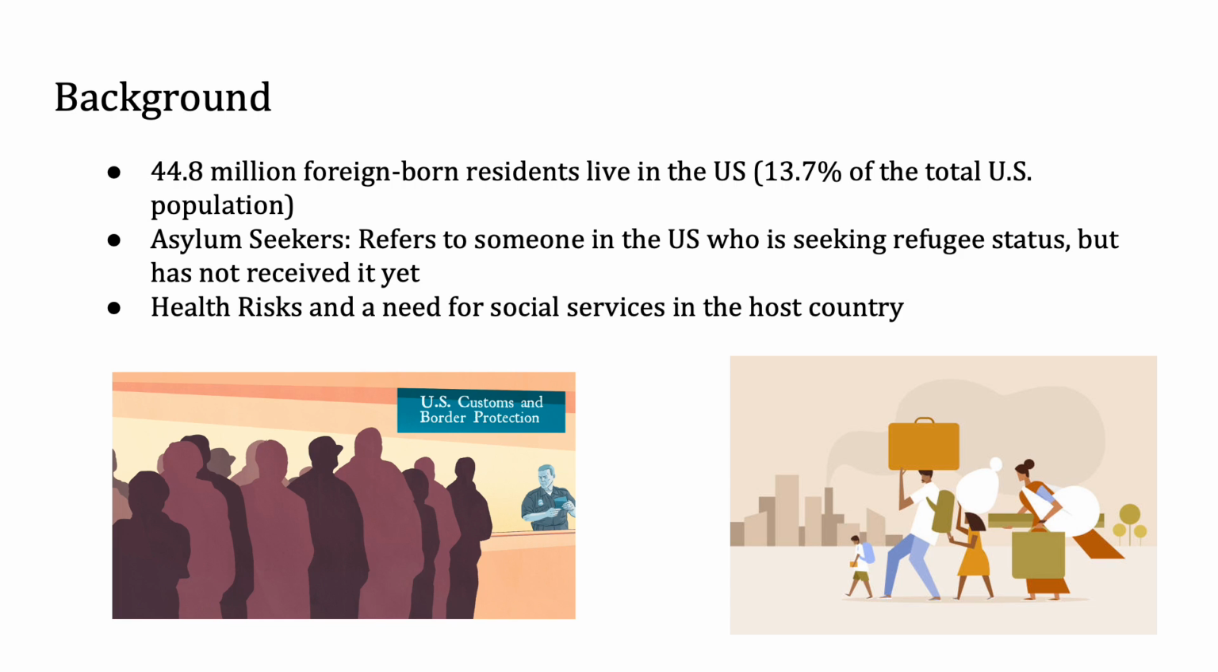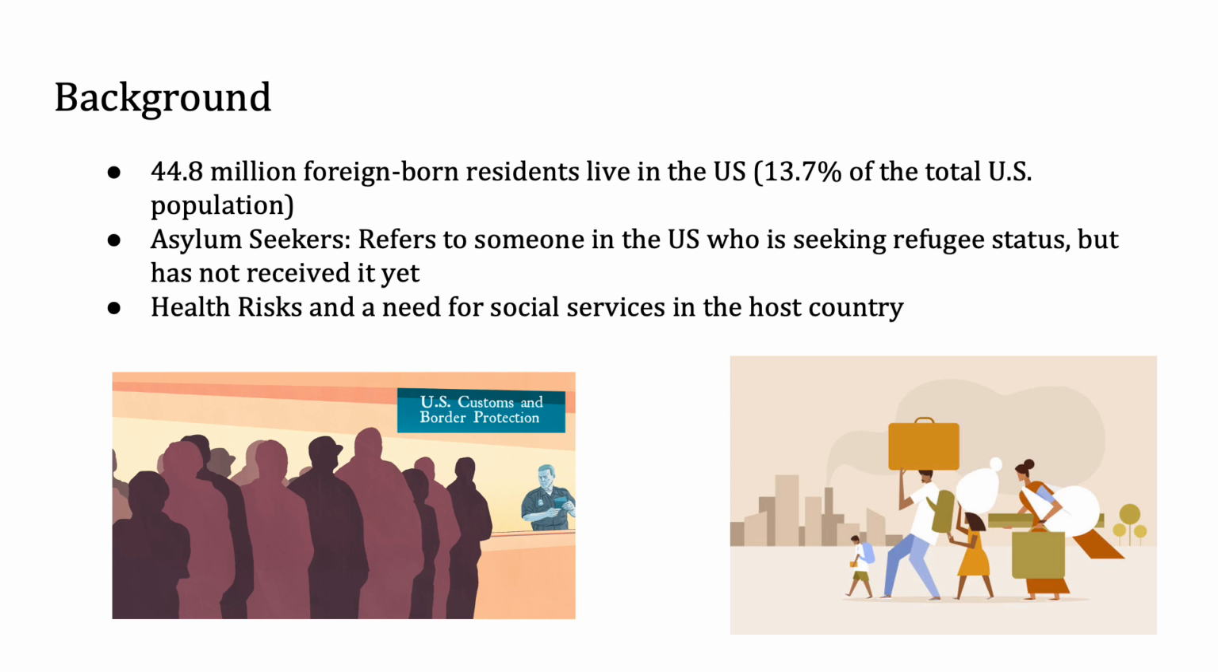So the U.S. has the largest and most complex immigration system in the world. Several million people enter the U.S. each year in over 30 different visa categories. And one such category of immigrants are asylum seekers, which refers to someone who is in the U.S. who is seeking refugee status but has not yet received it.